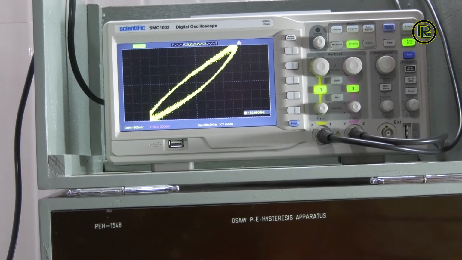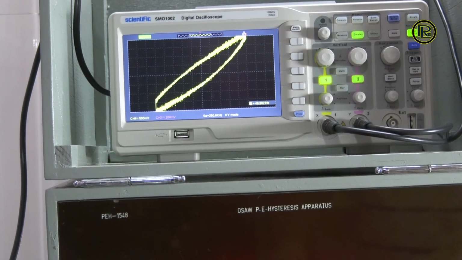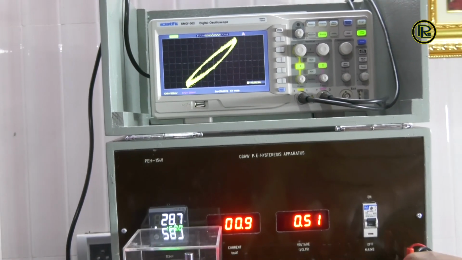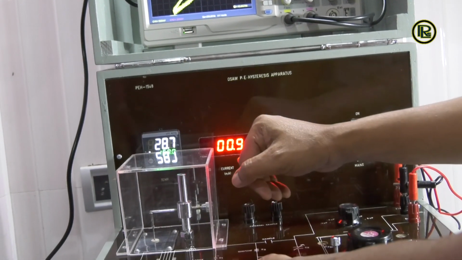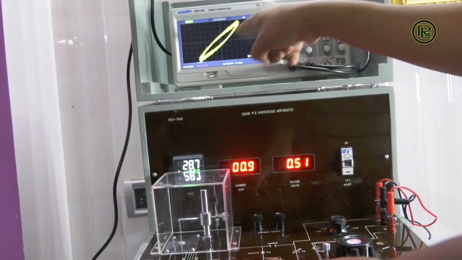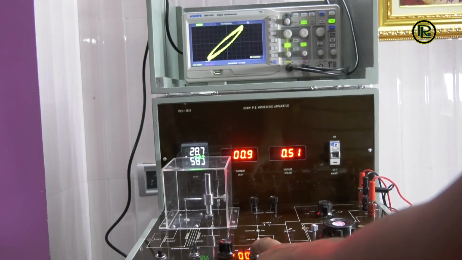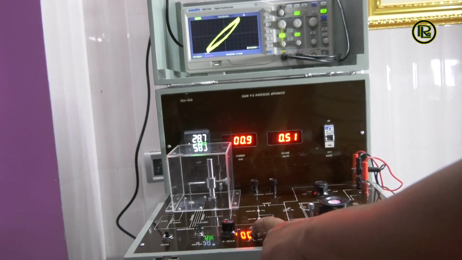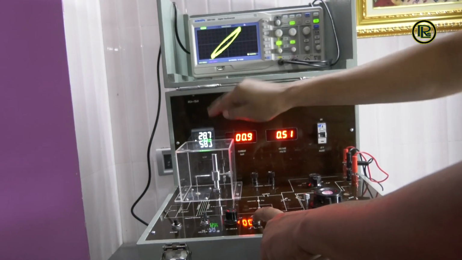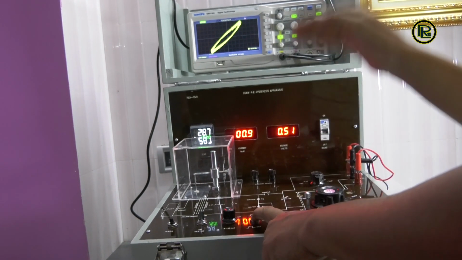Okay, for room temperature, we keep the voltage something like 0.5 kilovolt and current 0.9, and we get this hysteresis curve. And so this hysteresis curve is for room temperature for our sample PZT.